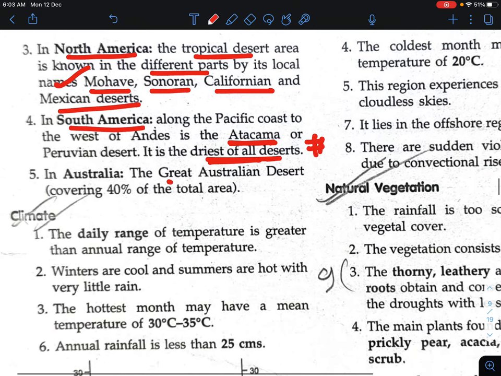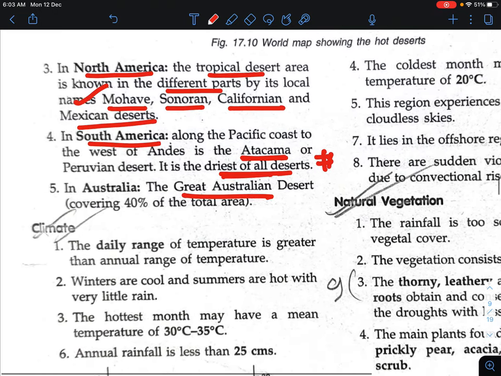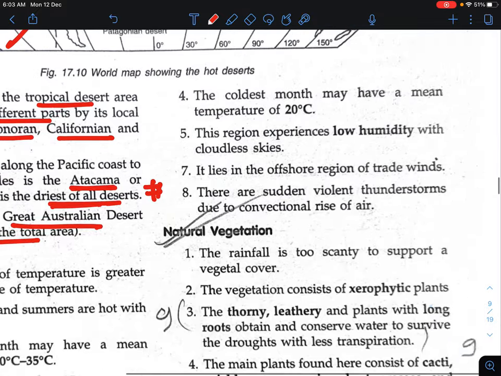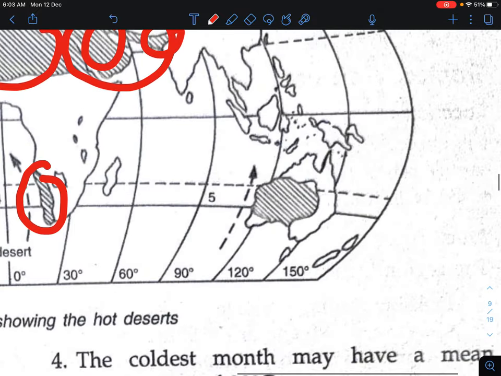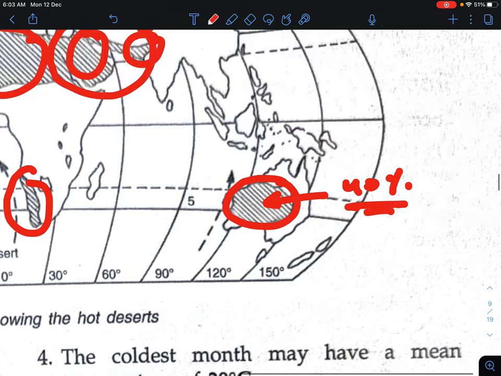Now, if we talk about Australia, there is the Great Australian Desert, covering about 40% of the total area. This is Australia, and this is the Great Australian Desert, covering approximately 40% of the total area of Australia. And you know that Australia is the smallest continent in the world.